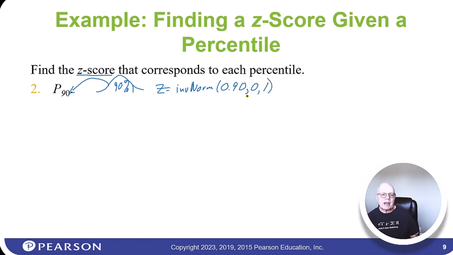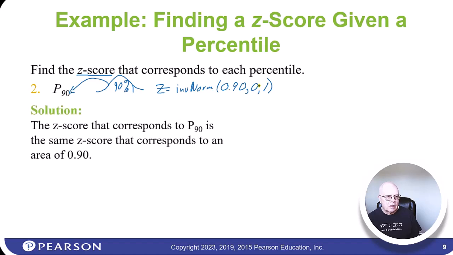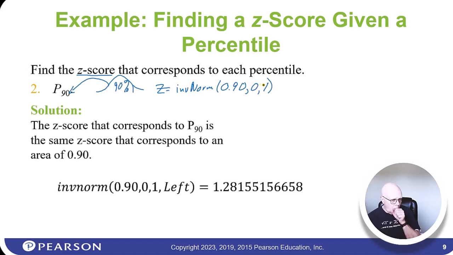And just for your information, although I think it's dangerous information, if you don't put the 0 and 1 there, it's going to put it there for you. But it's safer, as a habit, to put the mean and the standard deviation in there. So I have an area of 0.90, which means a probability of 0.90. There's our entry, and the left for you CE people, and there's our value.